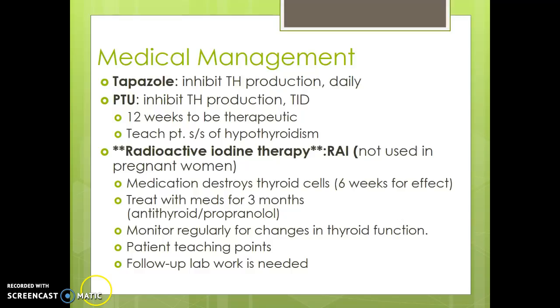This is just an example of some of the treatment in more detail. Tapazole inhibits thyroid hormone production, and it's taken daily. PTU will also inhibit thyroid hormone production. It's usually given 3 times a day, and often will be given for up to 12 weeks to become therapeutic. You have to teach the patient about signs and symptoms of hypothyroidism so that they don't rebound and go too low on this medication. The radioactive iodine therapy cannot be used in pregnant women.